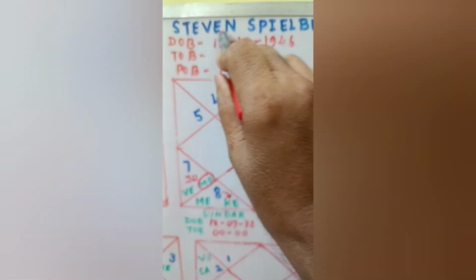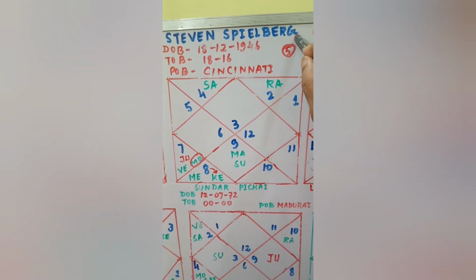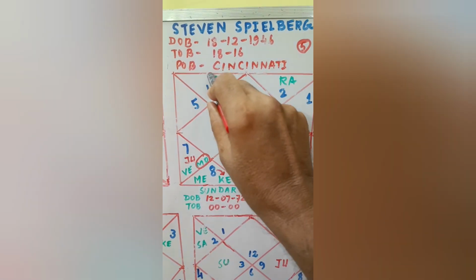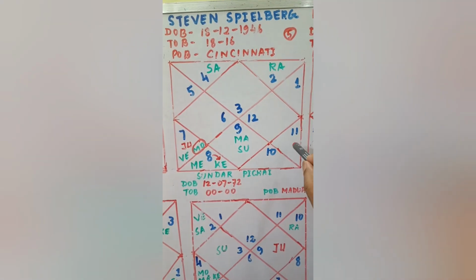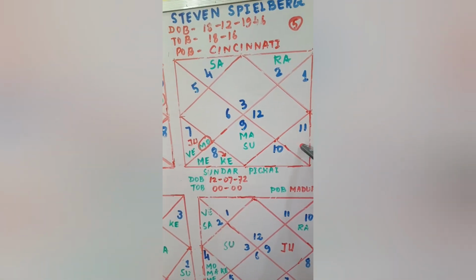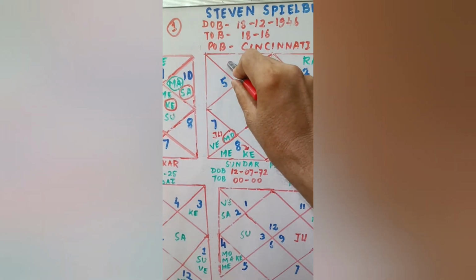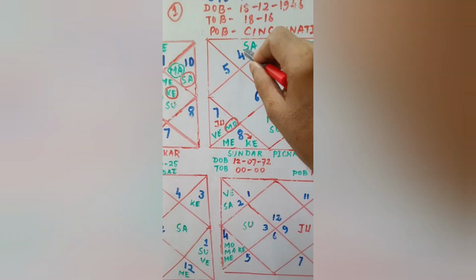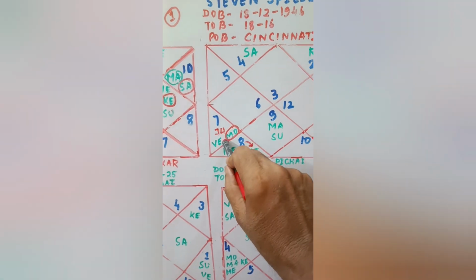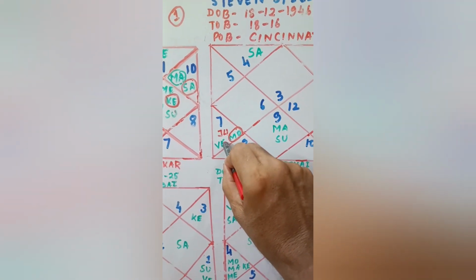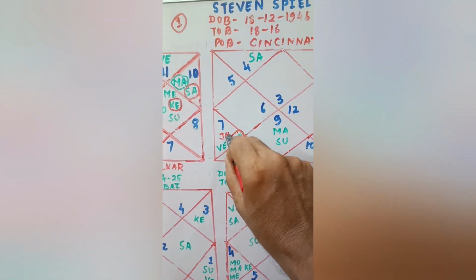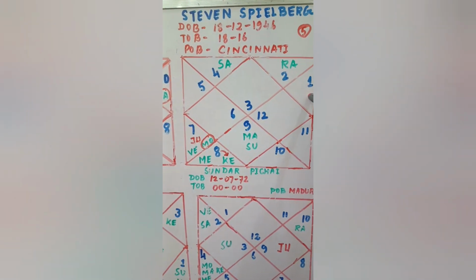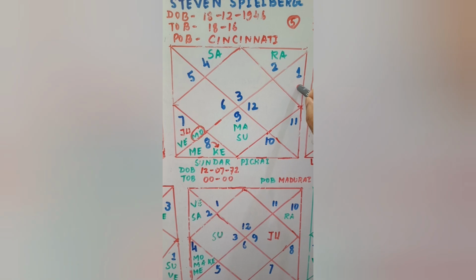Coming to the chart of Steven Spielberg, the famous producer-director of Hollywood. Date of birth 18 December 1946, time of birth 18:00, place of birth Cincinnati, USA. What happens to the ninth lord? The ninth lord is Saturn, posited in the second house of finance. So the ninth lord is here in the second house. Not only that, in the fifth house of talent, the fifth house lord Venus is in its own sign with Jupiter and Moon, three auspicious planets in the fifth house of talent, aspecting the 11th house of gain. So this chart is very strong.